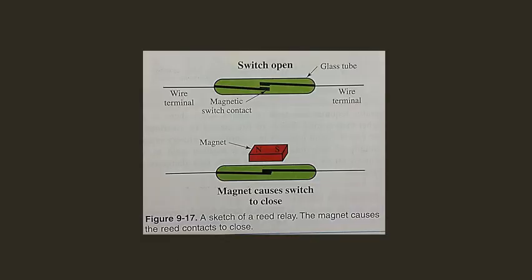The reed relay. The reed relay is another use of magnetism, much like the ones we have already discussed. Refer to Figure 9-17. Two magnetically sensitive switch contacts are enclosed in a glass tube. If a permanent magnet is brought close to the glass tube, it causes the switch contact to close. The relay can also be operated by an electromagnet. The operating coil is placed around the reed relay.